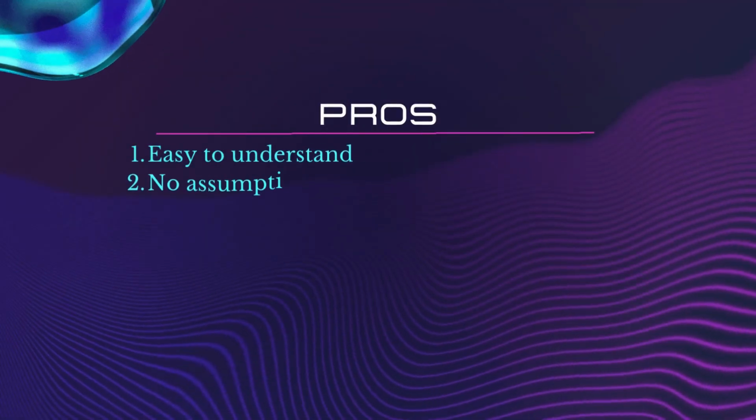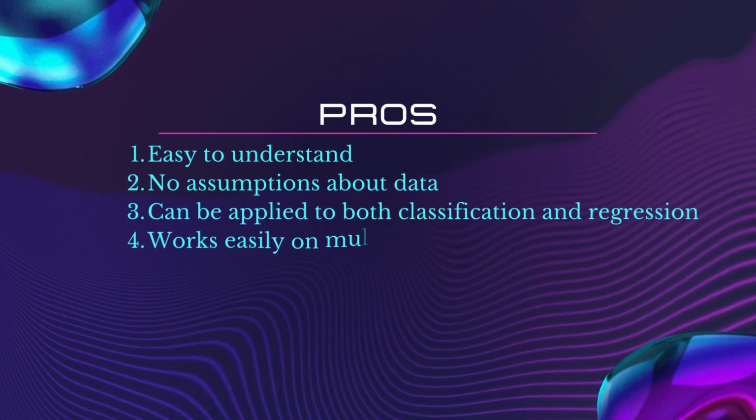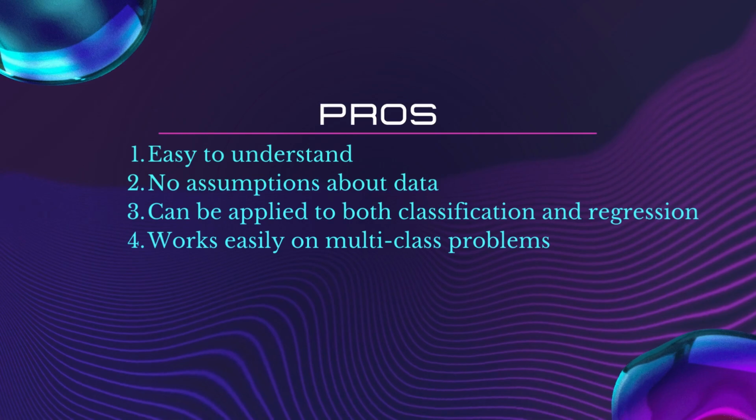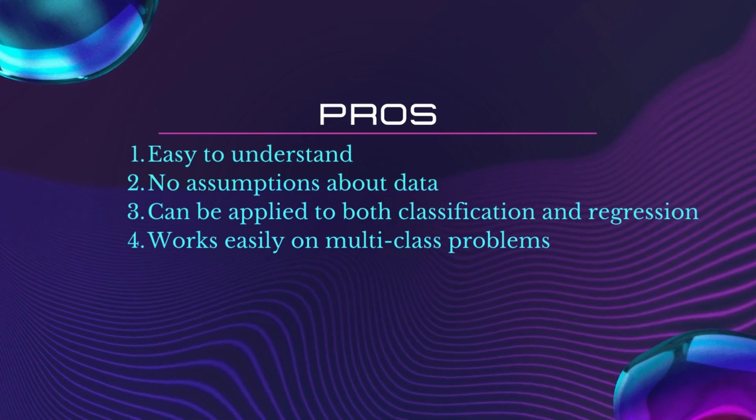The KNN also has pros and cons. This is the pros of k nearest neighbor. It is easy to understand. It has no assumptions about data. It can be applied to both classification and regression. Lastly, it works easily on multi-class problems.